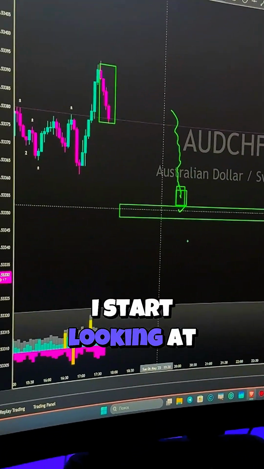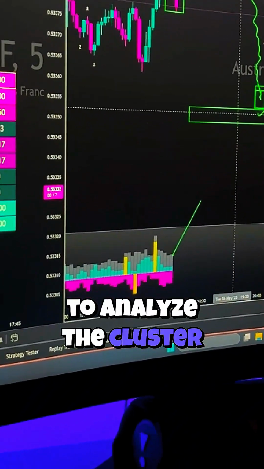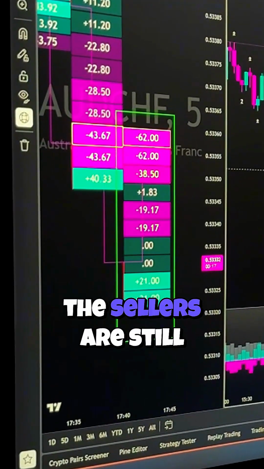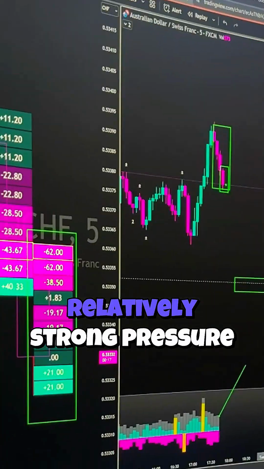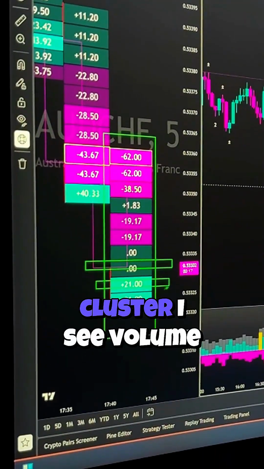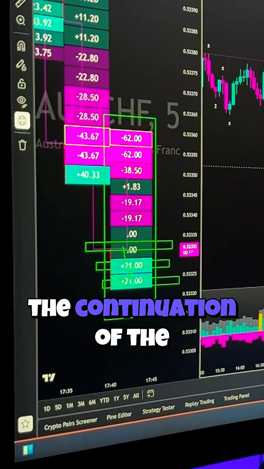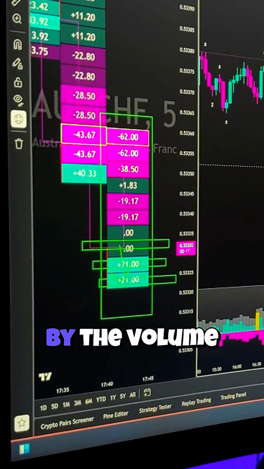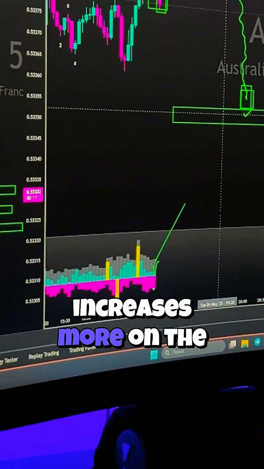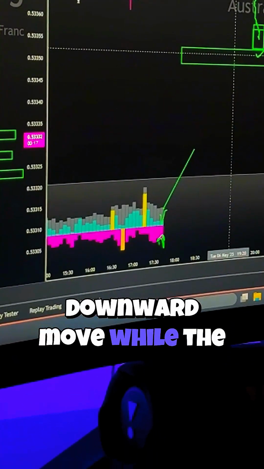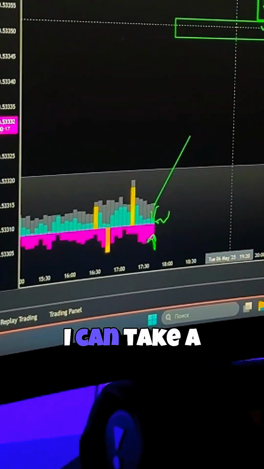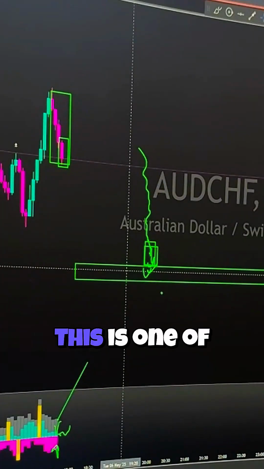What do I do next? I start looking at the volumes and begin to analyze the cluster. So if I have a strong move and the sellers are still holding the candle with relatively strong pressure, for example, in the cluster I see volume at the bottom supporting the continuation of the move. This is further confirmed by the volume. For instance, the volume increases more on the seller's side during the downward move while the buyer's volume is lower, right? I can take a short entry down to this level. This is one of the clues.